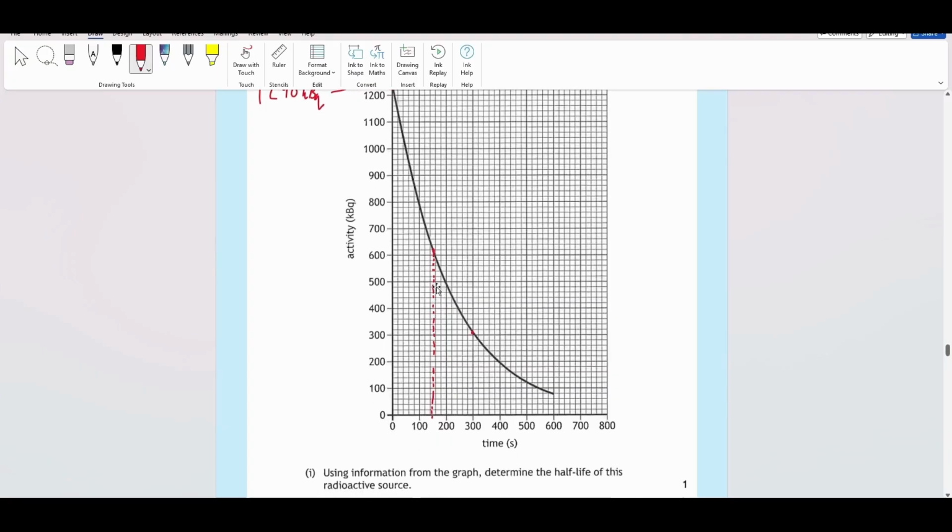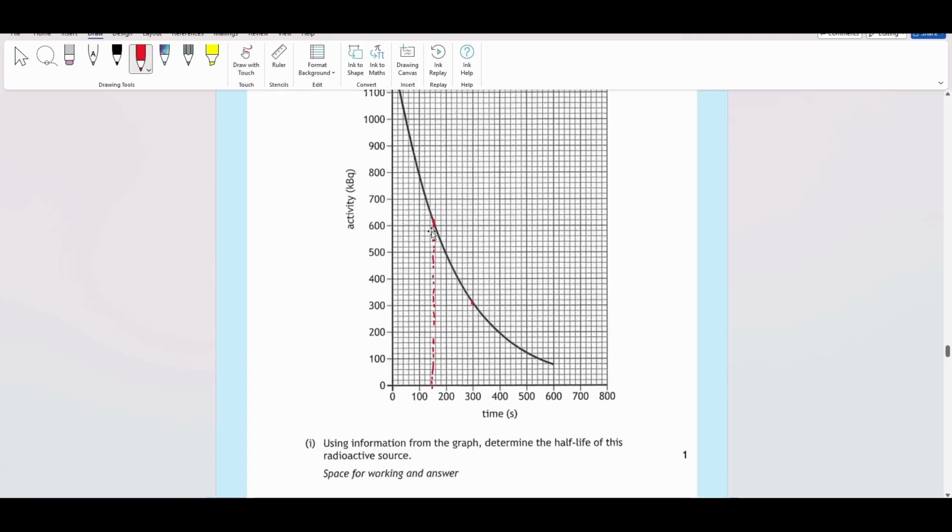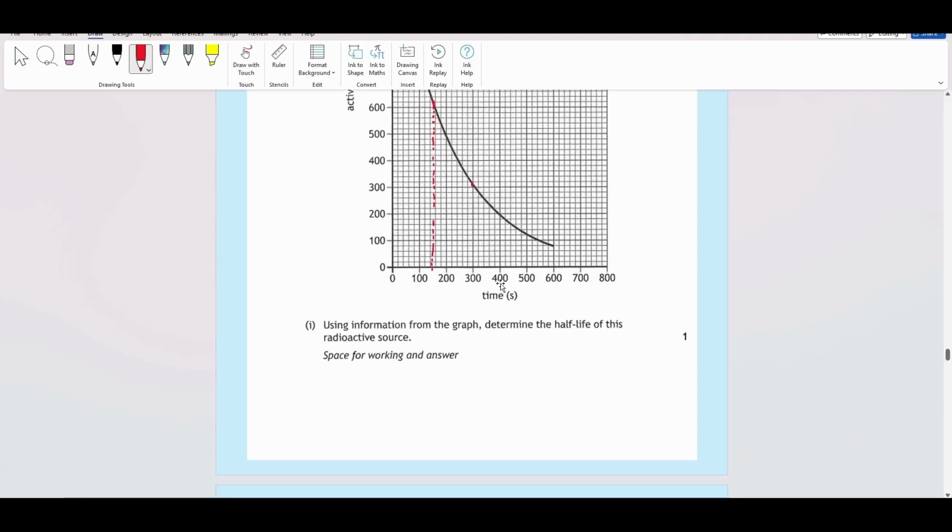Now, to double check your answer, you can halve this value of 620, which is 310, find that on the curve, and then see that it is exactly at 300, and we're starting at 150. So again, the half-life is 150. So the half-life of this radioactive source is 150 seconds.